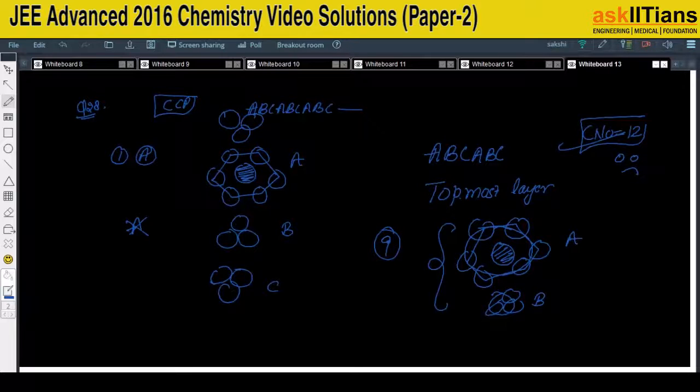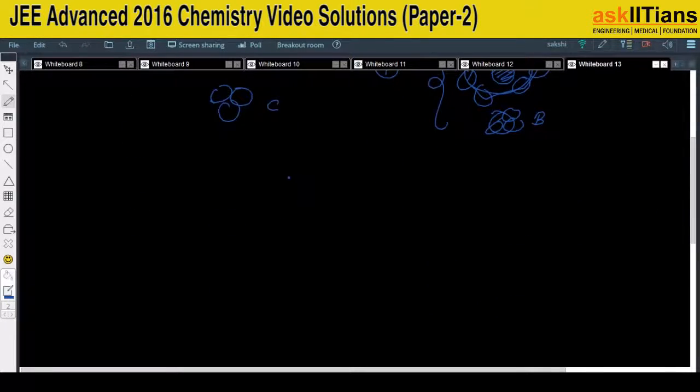Coming over to B, I can say that the packing fraction, yes, for CCP, it is a well known fact that the packing fraction is 0.74 or 74%. So how do you calculate packing fraction?